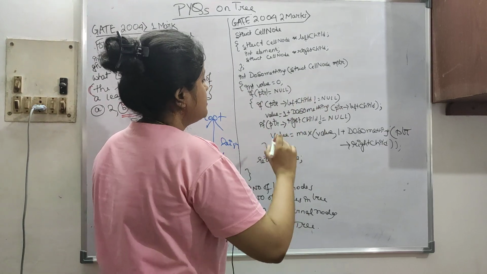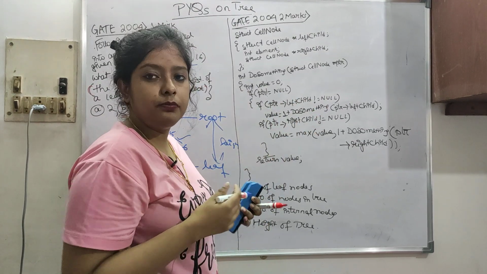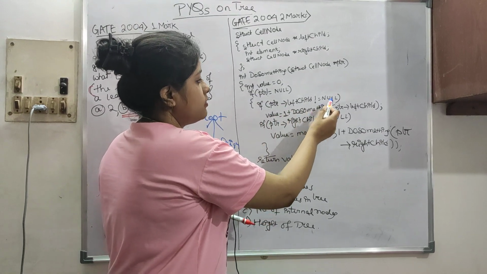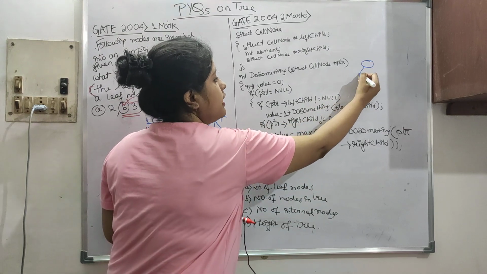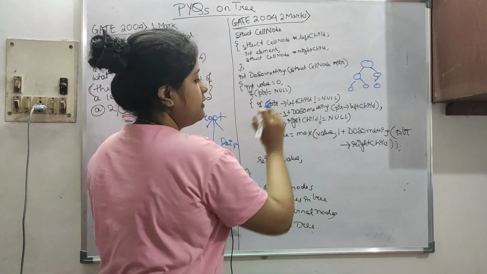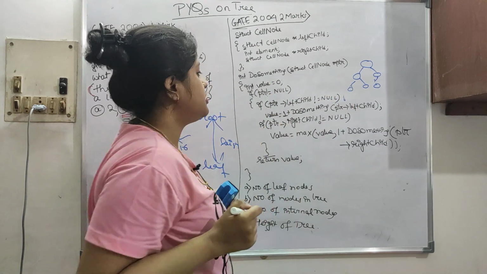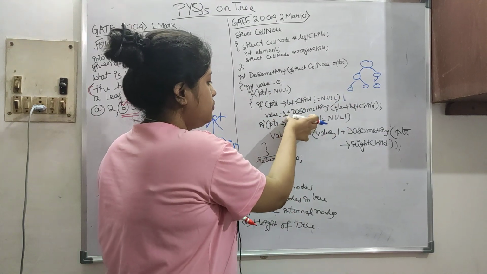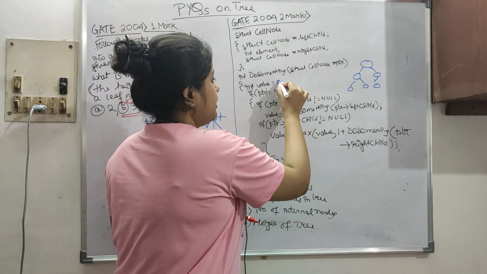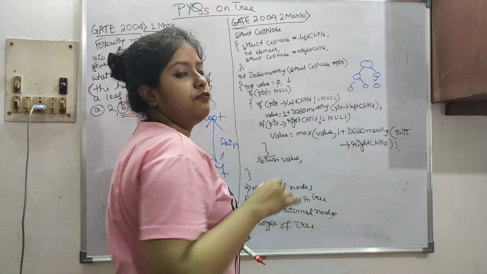A struct cell node star pointer is created, and int value is 0. If the pointer is not equal to null, then we go to the next step. If pointer arrow left child is not equal to null, it means the tree has some left child. So what will we do? Value was initialized to 0, it will be incremented to 1, plus doSomething on the left child. So the value is incremented to 1 and again the left child will be called, like this, left and left it will be called.